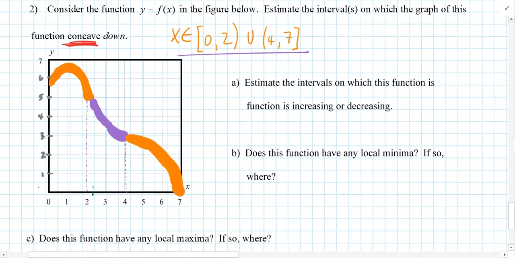So if you can ignore this notion of concavity for just a second, go ahead and try to answer part A and part B regarding maxima, minima, and functions that are increasing and decreasing. Pause the video now and resume playback in a moment to check your work.